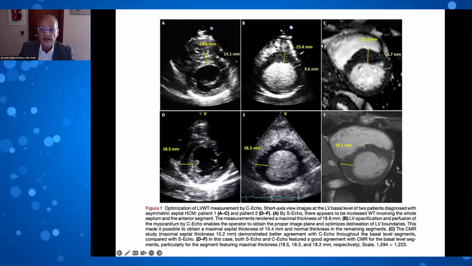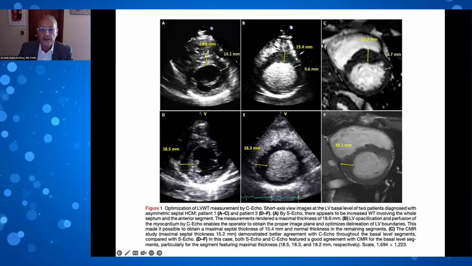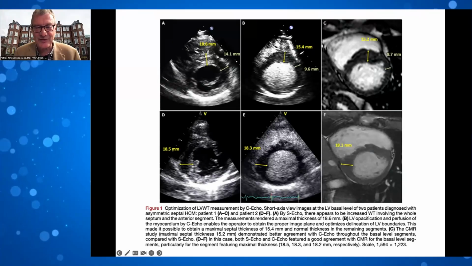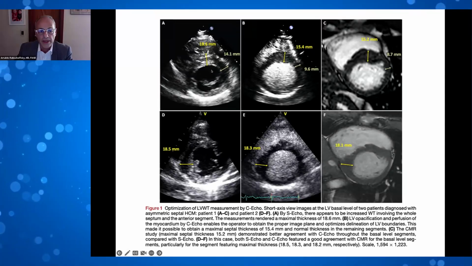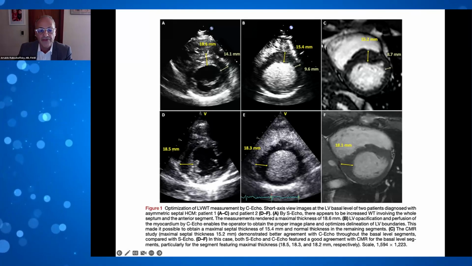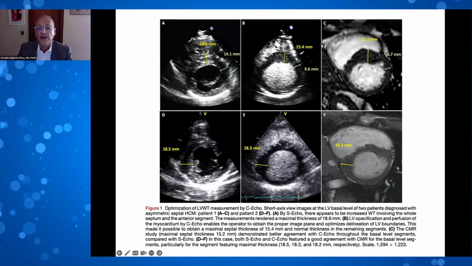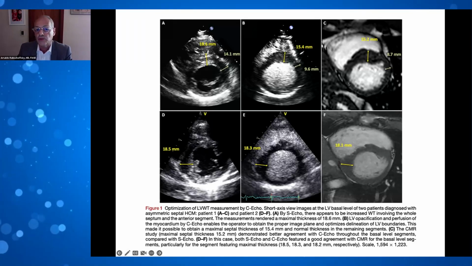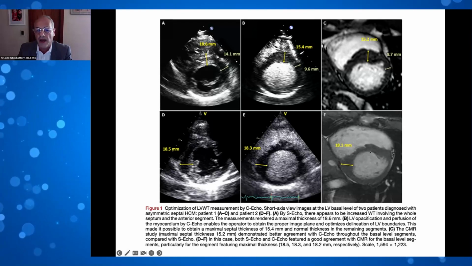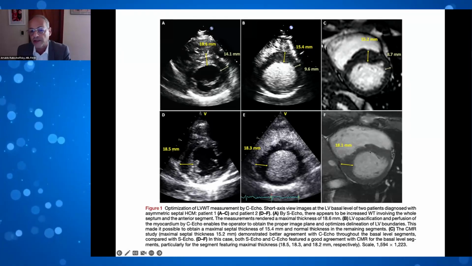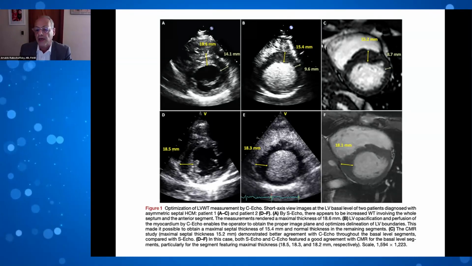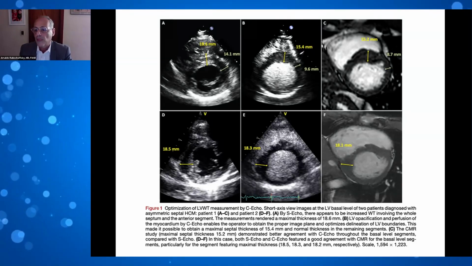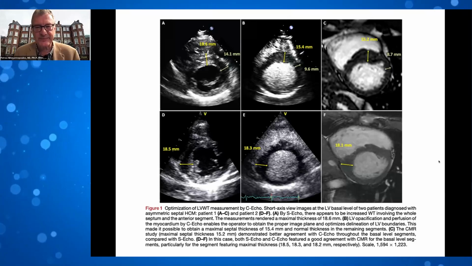Can you show to the audience which is the contrast echo and which are the MRI images? The panel on the left is without contrast. This one is the echo with contrast, and this one on the right is the MRI. We see how close the echo image is with the MRI. Yeah, very impressive images.